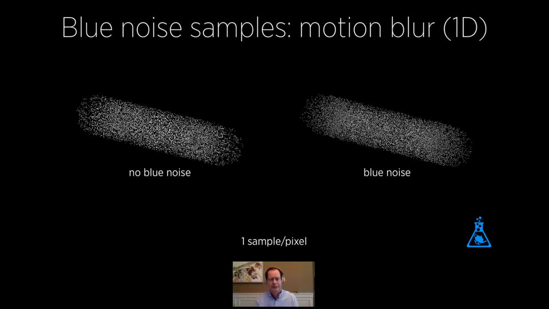Motion blur, that's a 1D effect. So this is a sphere, a white sphere that's streaking across the screen. On the left, again, clusters of bright pixels and dark pixels, whereas on the right, it's more visually pleasing because those dark and bright pixels have been interleaved in a better way.